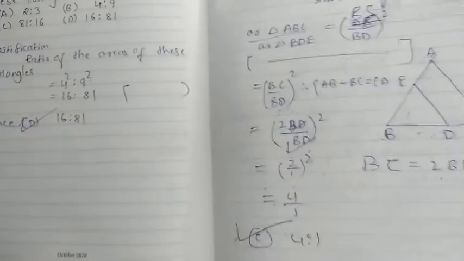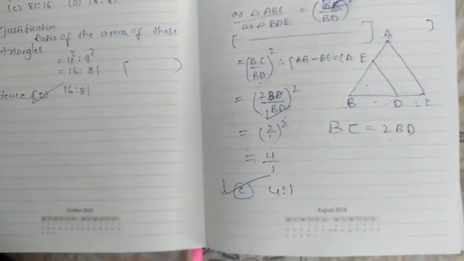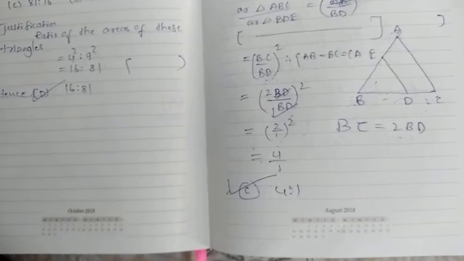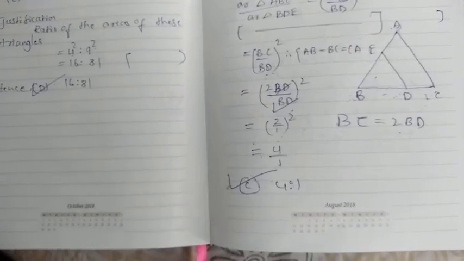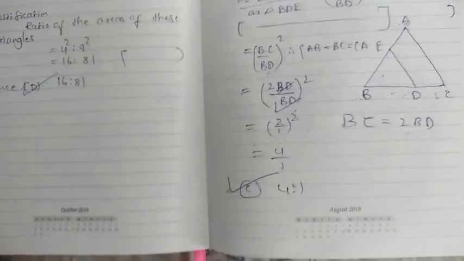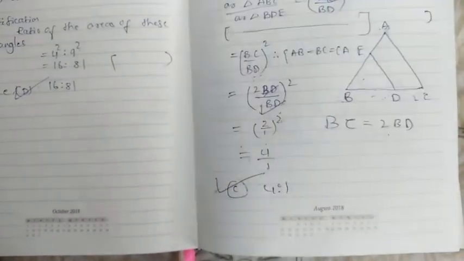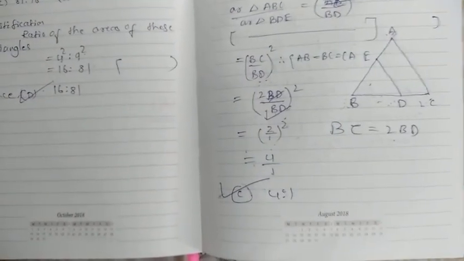I hope you understood, students. In the next class, we will see about the great mathematician's Pythagoras theorem. What is the theorem about? What is the property of Pythagoras? Then how to apply the formula to a right angle triangle, we will see in the next class. Thank you for watching. Have a nice day.